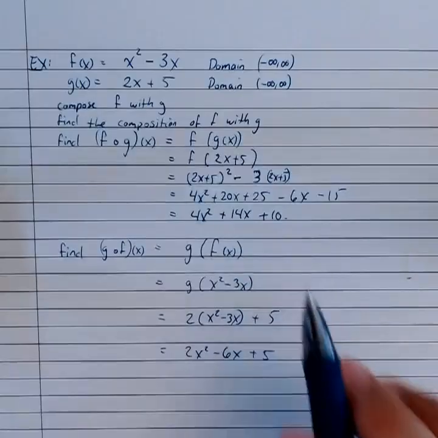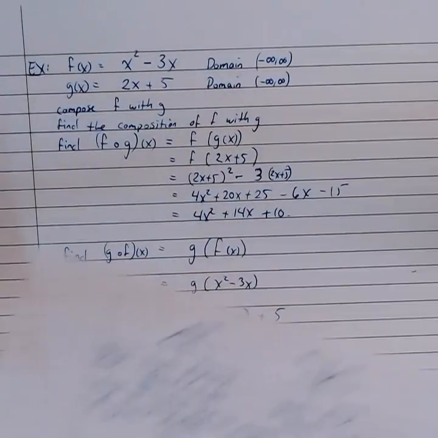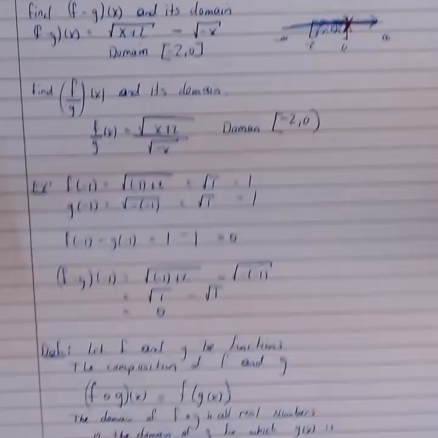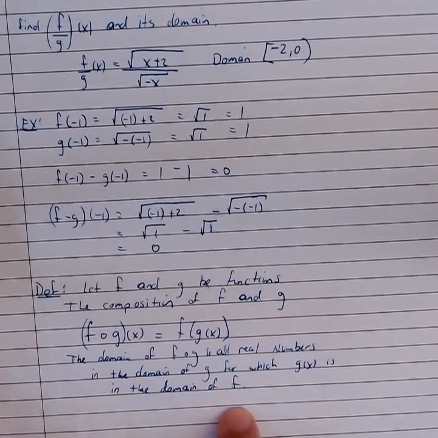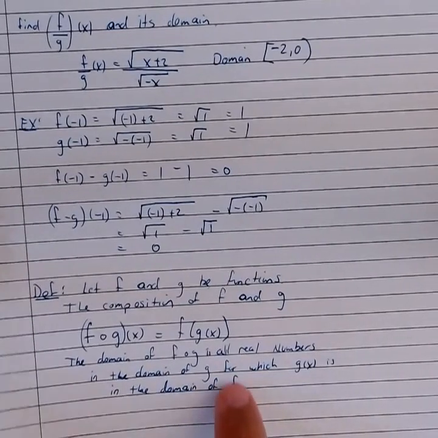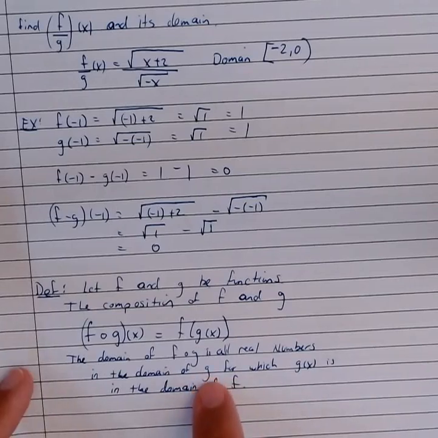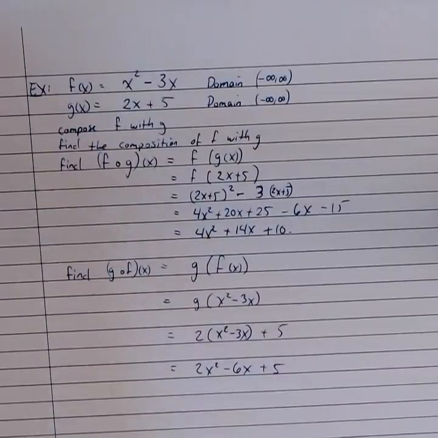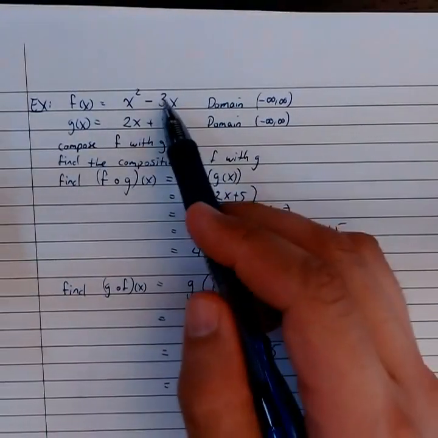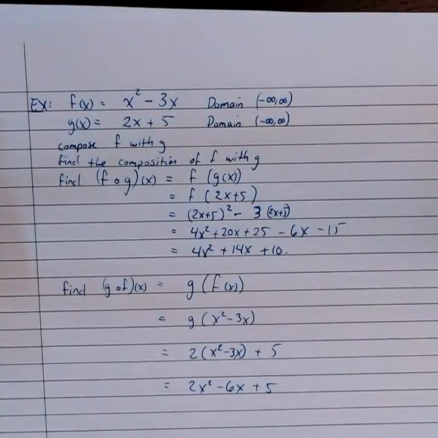So when we ask for the domain of a composition, we say we want all real numbers that are in the domain of g, for which g of x is in the domain of f. If it's an x that's not in the domain of g, or an x that gives us g of x that's not in the domain of f, those have to be thrown out. Well, here we don't have to worry about that at all, because these functions are defined for any and all real numbers. So in other words, it doesn't matter what x is.